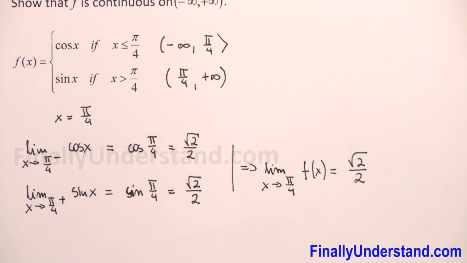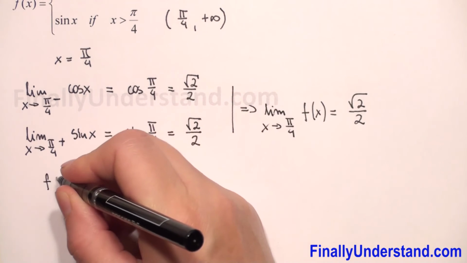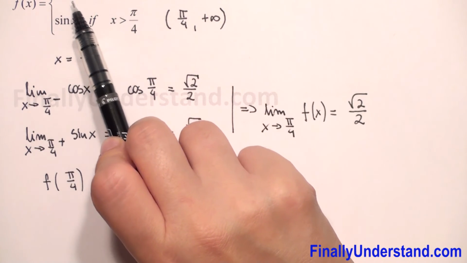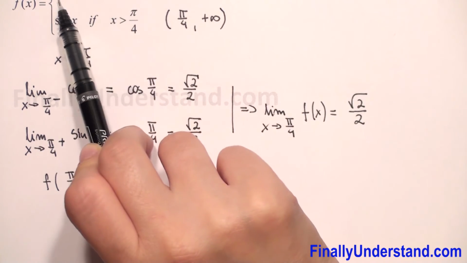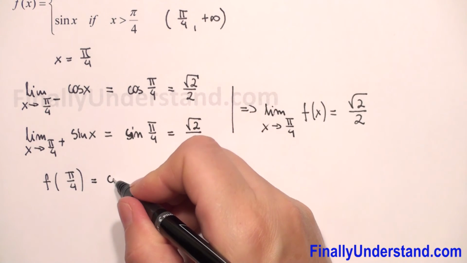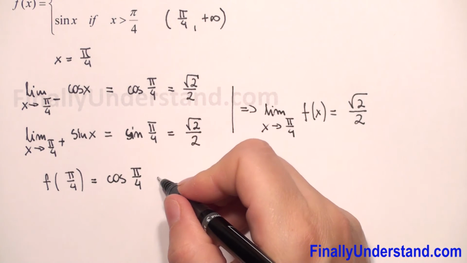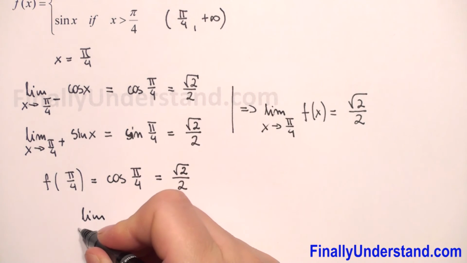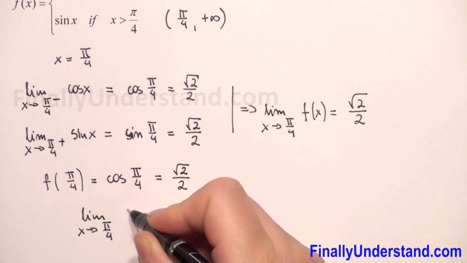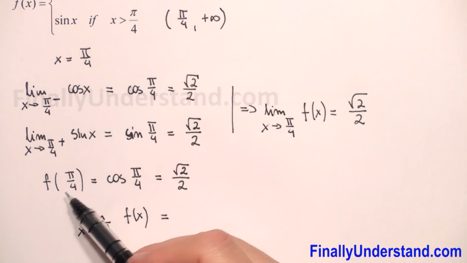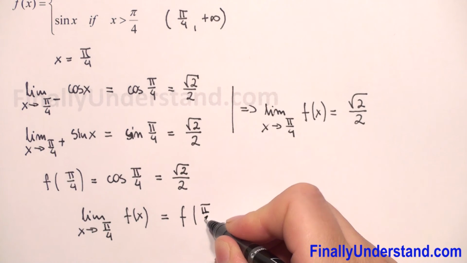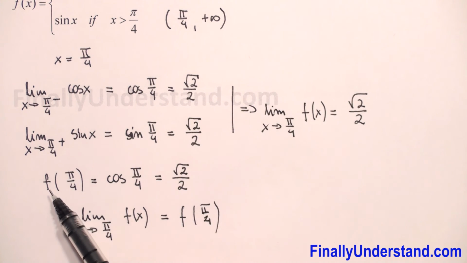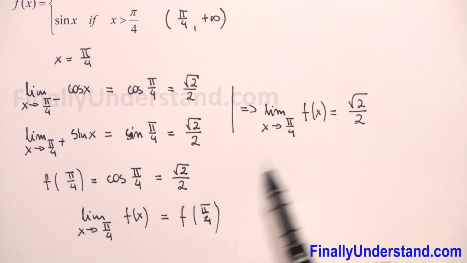So the third condition which we have to check, we have to find the value f of pi over 4 for our function. Pi over 4 we can put for cosine, because pi over 4 belongs to this part of our function. So this is equal cosine of pi over 4. This is equal to square root of 2 over 2. Because the limit as x approaches pi over 4 of f of x is equal to the value of our function for pi over 4. We see the limit as x approaches pi over 4 is equal to square root of 2 over 2, and the value of our function for pi over 4 is the same.